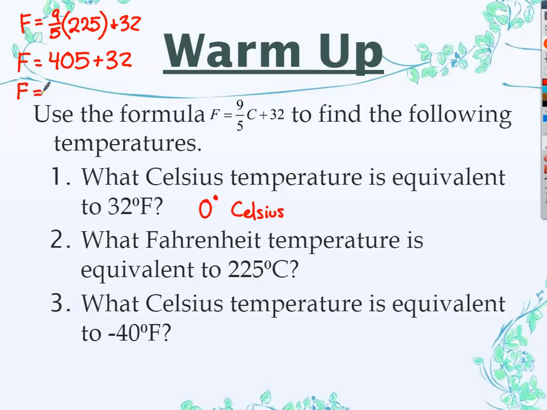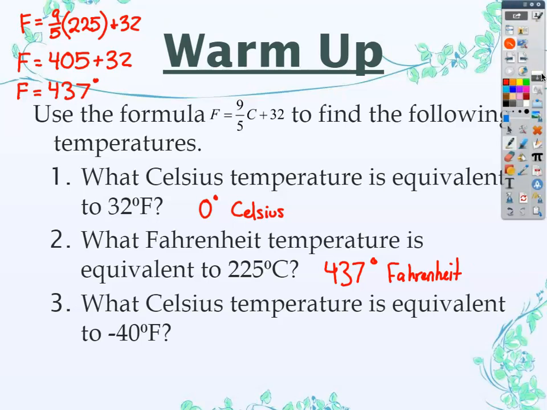Adding those together, I get a final temperature of 437 degrees Fahrenheit. So number two, we have 437 degrees Fahrenheit. Fahrenheit. Difficult word to spell. All right. Number three, what Celsius temperature is equivalent to negative 40 degrees Fahrenheit?